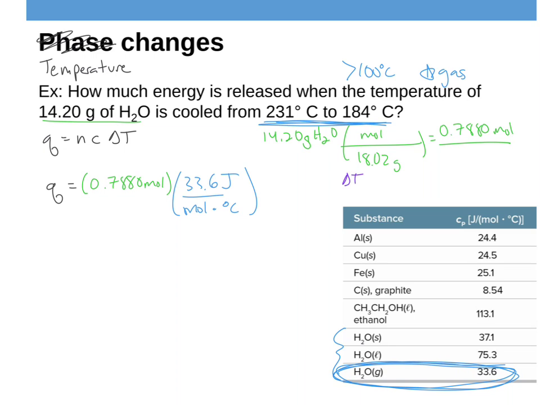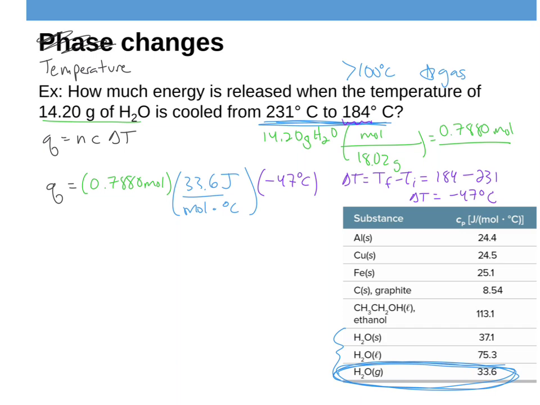I'll do that over here. Delta T, again, is final minus initial. My final was 184. My initial was 231. And so my delta T is going to equal negative 47 degrees Celsius. Notice that my final value was the one it says we went to, and my initial was 231, so that automatically spat out a negative number. And I'm going to keep that negative number. That's okay. It's okay to have a negative change in temperature.